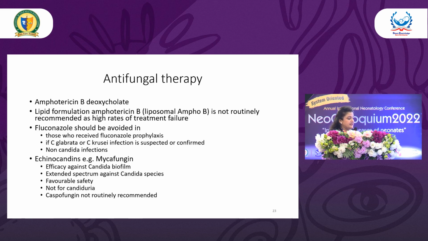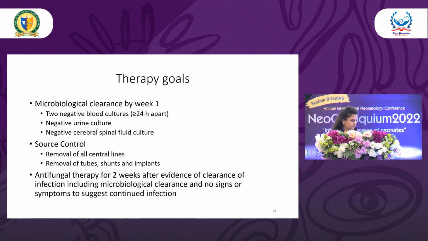And these echinocandins are actually good as add-on therapy with amphotericin. They have a favorable safety profile, and they're not good for urinary infections. Please remember that. So echinocandins should not be given for Candida UTI. And caspofungin, which is commonly used in adults or older children, is not recommended, especially in children less than 2 years of age.